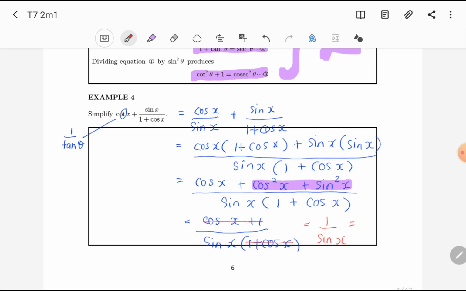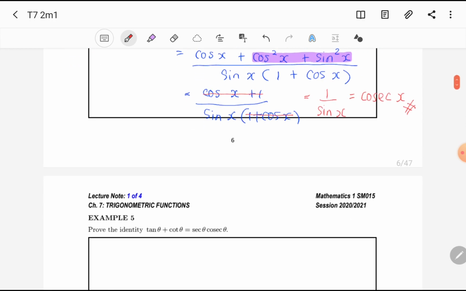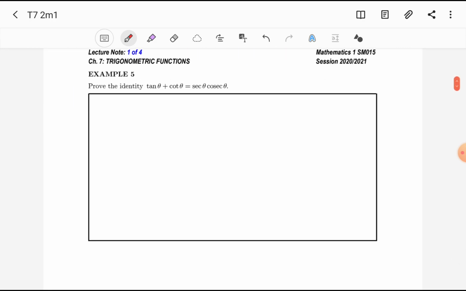Okay. Ingat balik. Kalau 1 over sin x, dia akan jadi apa? Third letter dia kena s. So dia akan jadi cosecant x. Very good. Okay. Next. Example number 5.